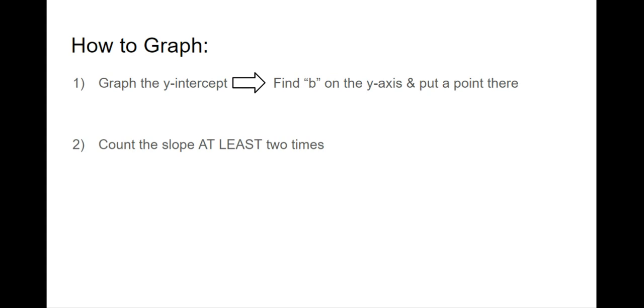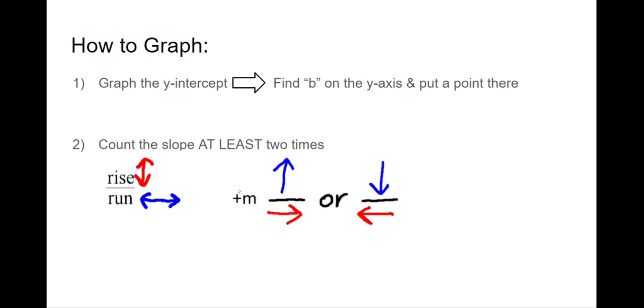And then from that point, I'm going to count the slope at least 2 times. 3 points is the smallest number of points that you can have to have a pretty accurate line, but the more points, the better. So remember, when you're counting, the slope is your rise over your run. The number on the top, the rise, tells you how far to move up or down. And then the number on the bottom, the run, tells you how far to move side to side.